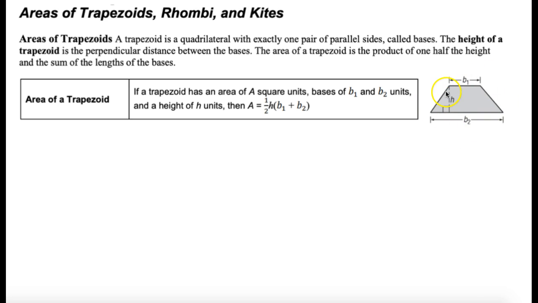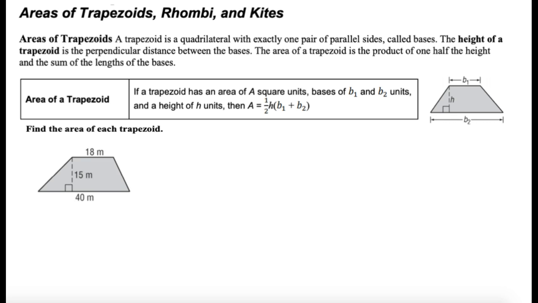Here's an example of a trapezoid. We've got two parallel sides, those are the bases, and then the distance between them is the height. All right? So our formula for the area of a trapezoid is this: 1/2 times the height times the two bases added together. Let's go through a couple of examples of just finding a straightforward area of a trapezoid.